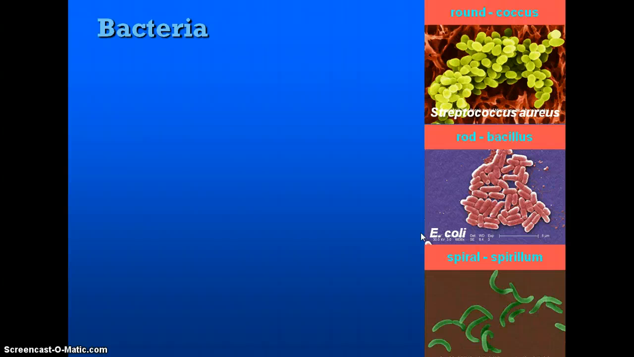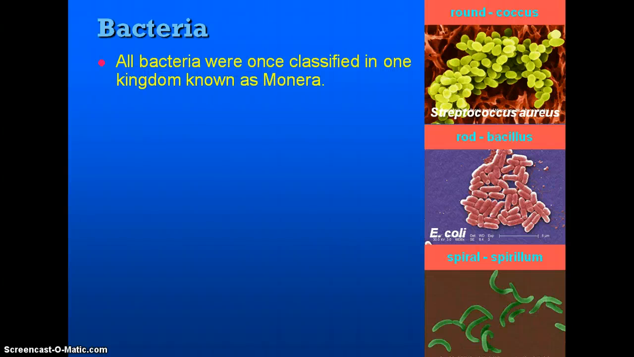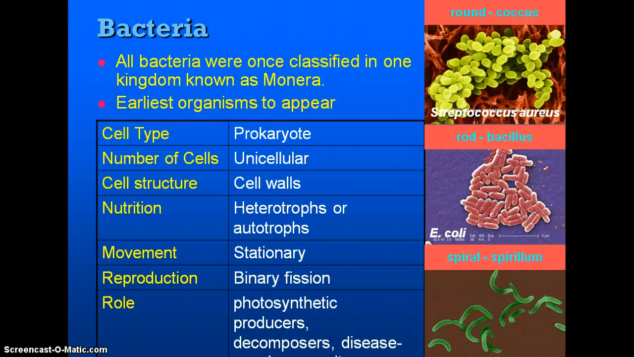So then bacteria. Bacteria refers to anything that is prokaryotic. We used to classify all the bacteria together in one kingdom called Monera, but now that we know a lot more about the DNA of Archaebacteria and Eubacteria, they have split them up into different kingdoms. So bacteria in general will always be prokaryotic, so they do not have a nucleus. They are all unicellular. They all have a cell wall.